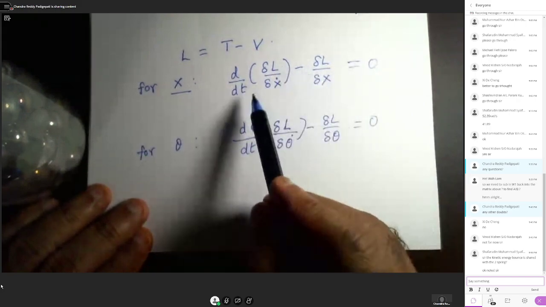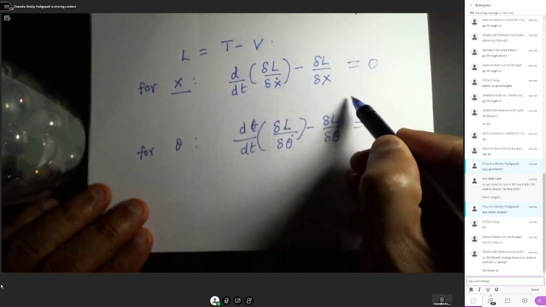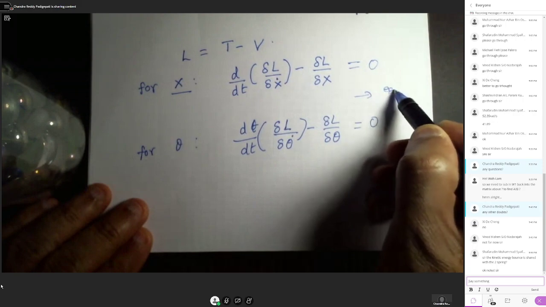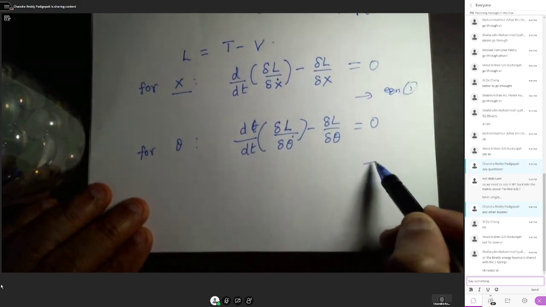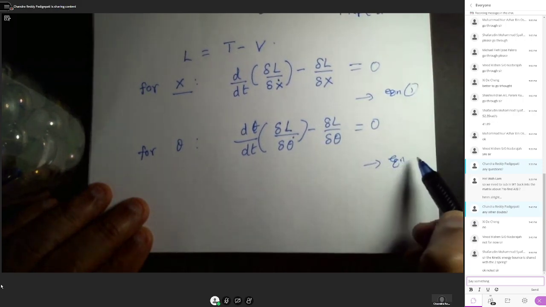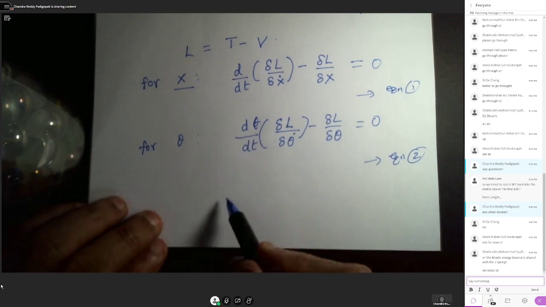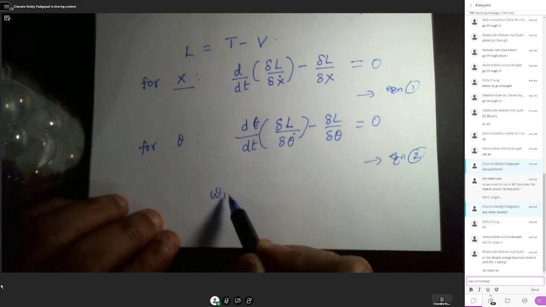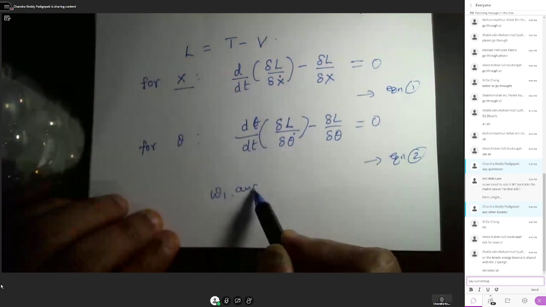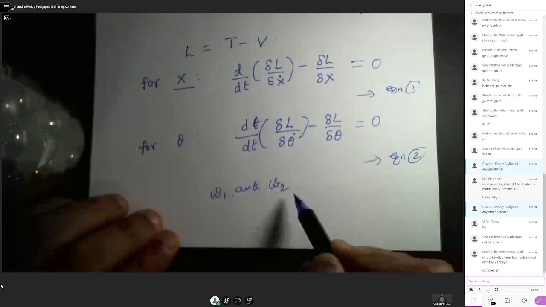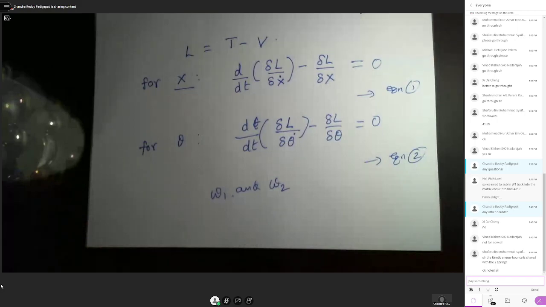Doing this partial differentiation and simplifying, you will get equation 1, then you will get equation 2. Now solving these two equations in the same way, you will be able to find out the two frequencies omega 1 and omega 2. Okay, so you can do some research on this problem and try to solve.